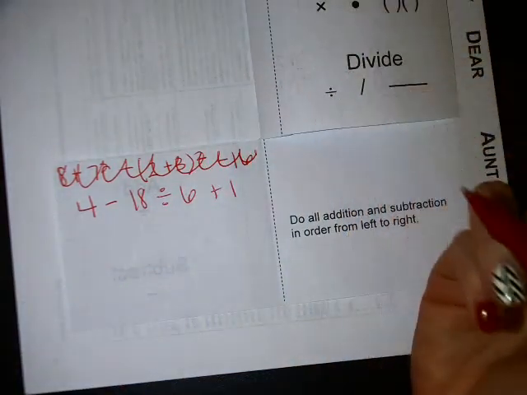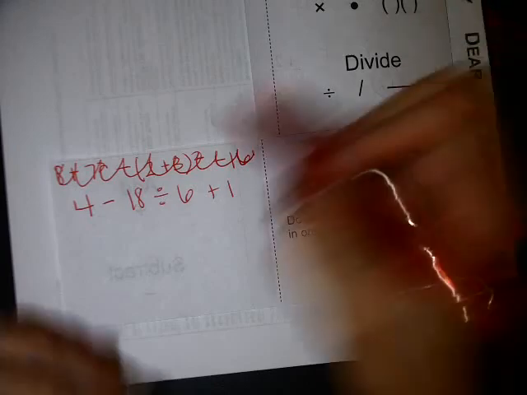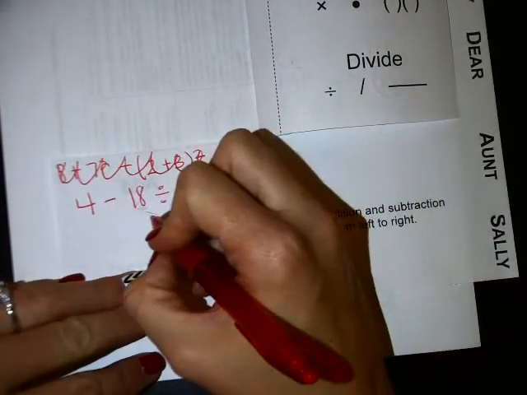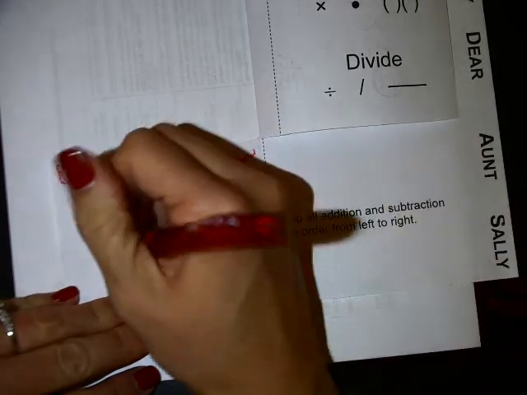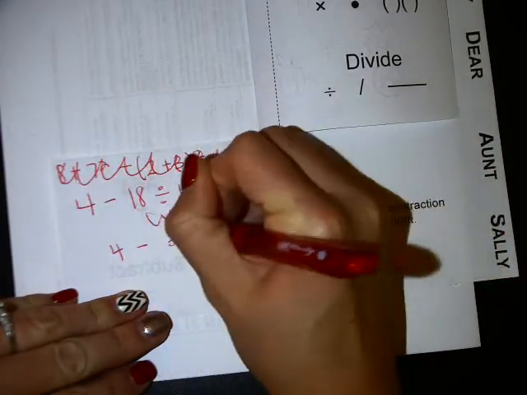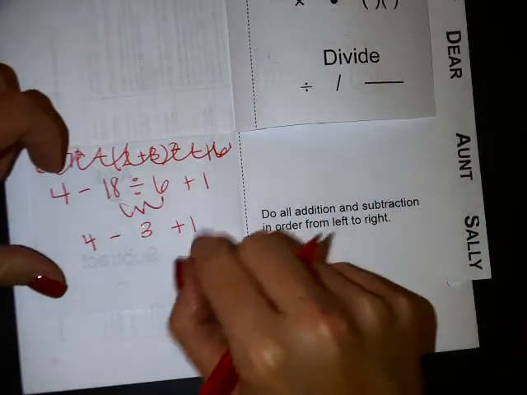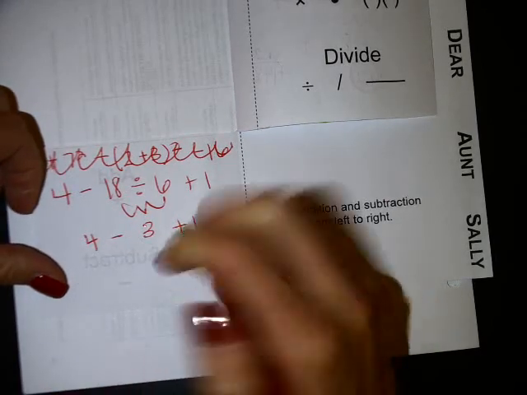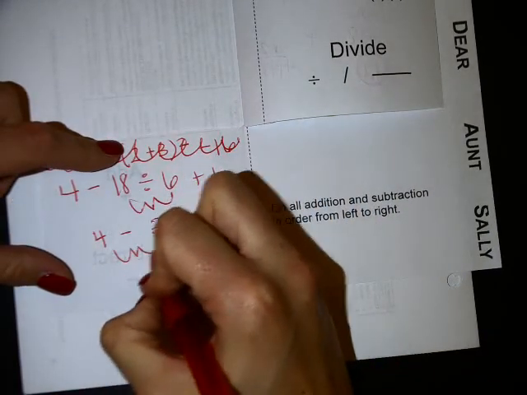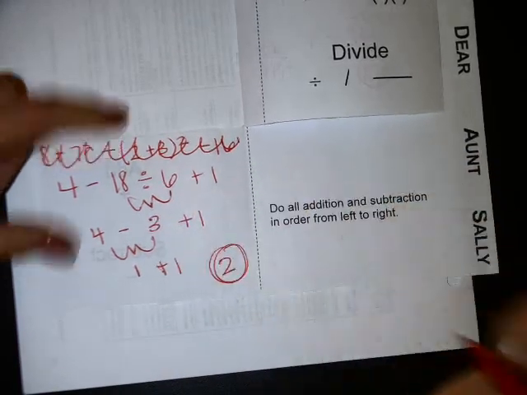Okay? So I don't have any parentheses. I don't have any exponents. I do have a divide, so I do that first. And 18 divided by 6 is 3. So then I rewrite everything: 4 minus 3 plus 1. And again, here's a great example. Add and subtract go together. So I don't have to do my adding first and then go back and subtract. You just go left to right. So 4 minus 3 gives me 1, plus 1 gives me 2.